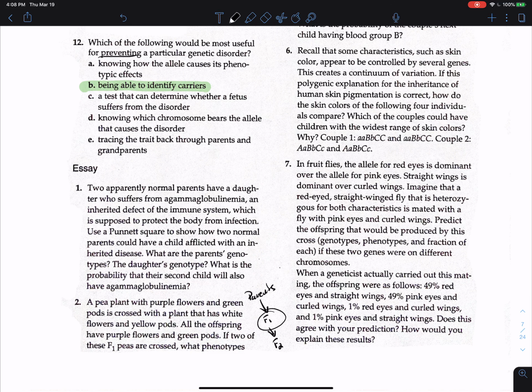Okay, for number 6. Recall that some characteristics, such as skin color, appear to be controlled by several genes. This creates a continuum of variation. If this polygenetic explanation for the inheritance of human skin pigmentation is correct, how do the skin colors of the following 4 individuals compare? Which of the couples would have children in the widest range of skin colors? Why? So couple 1 would be lowercase a, capital B, lowercase b, capital C, and lowercase a, capital B, lowercase b, and capital C. And then for couple 2, they're listed here as well.